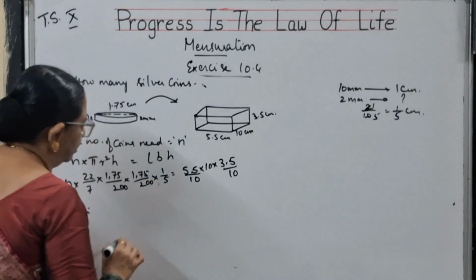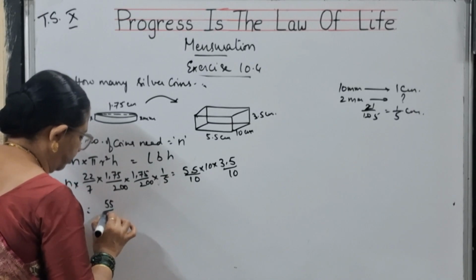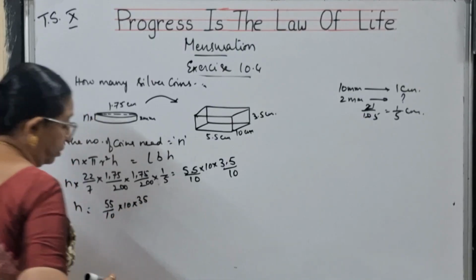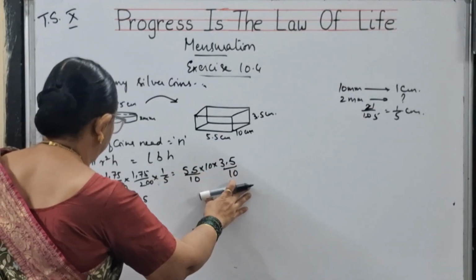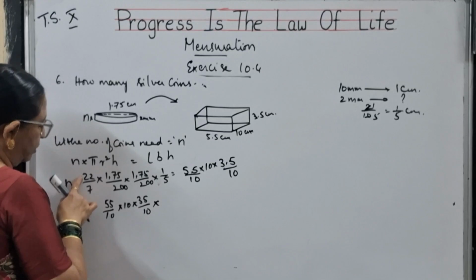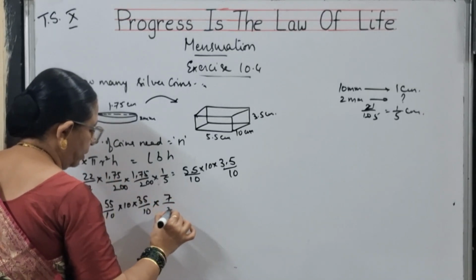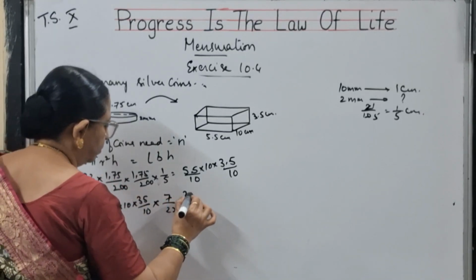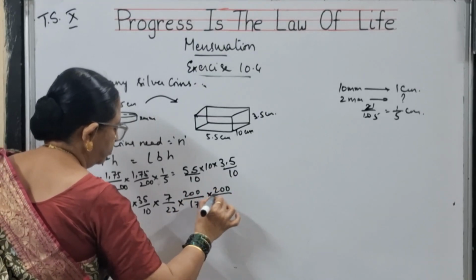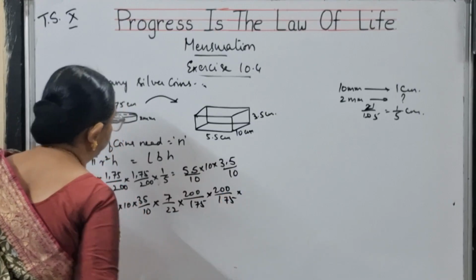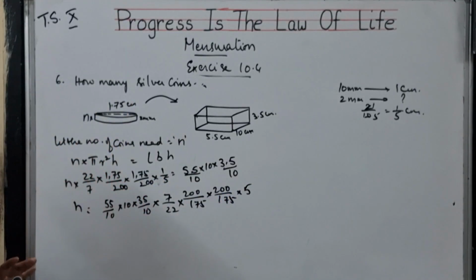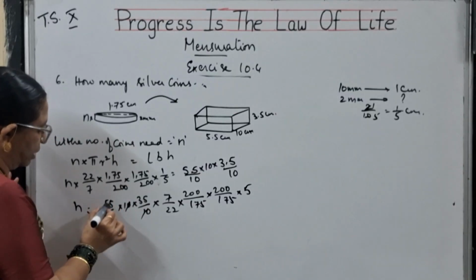So what is n? n is nothing but 55 by 10 into 10 into 35. Sorry. Now, first I have to take this, and send it here: 35 by 10 into this reciprocal, 7 by 22 into 200 by 175 into 200 by 175 into 1 by 5, which means 5. Okay. So 10 and 10 will get cancelled.